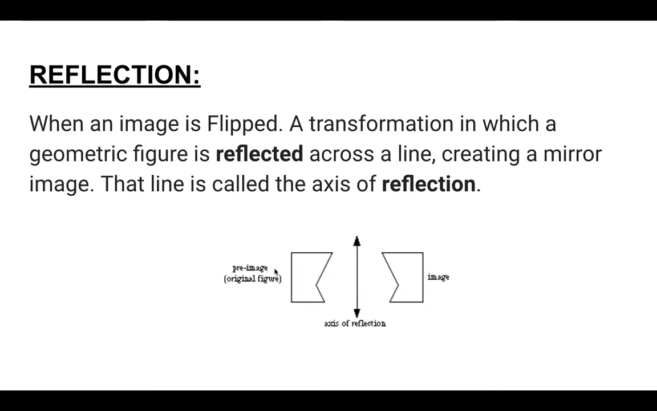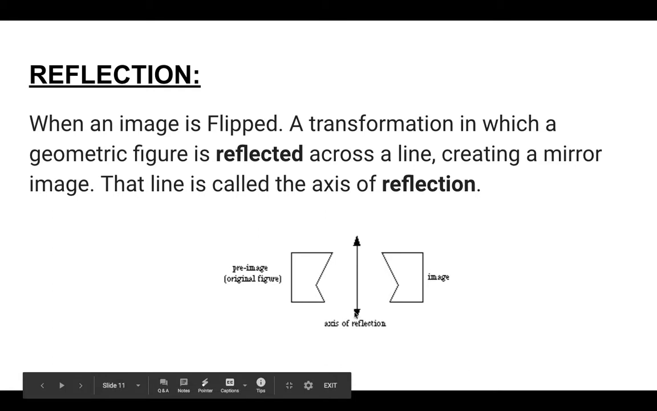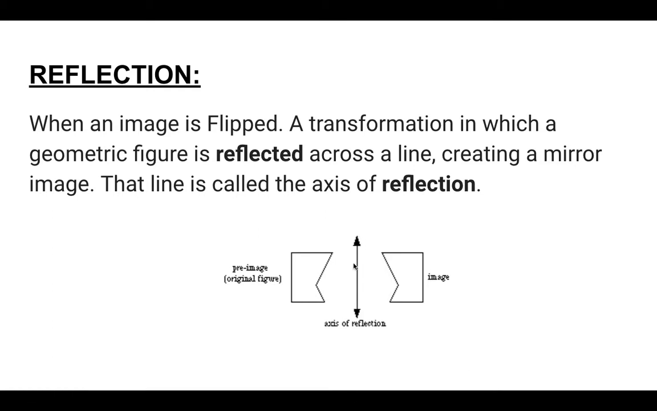So remember how we talked about before that our original figure, we call it the pre-image. So we have this polygon here. And then I went ahead and I reflected this polygon across this line. Because it's being reflected across this line, I'm calling this my axis of reflection. And notice when I flip it across to the other side, I create my new image.